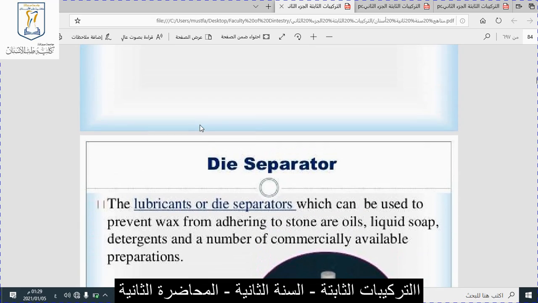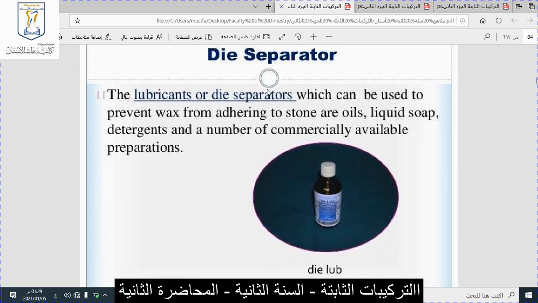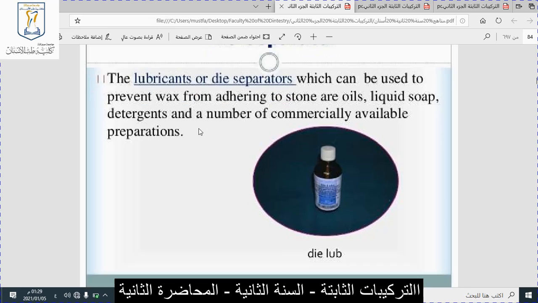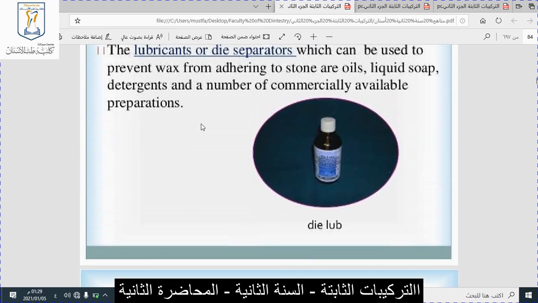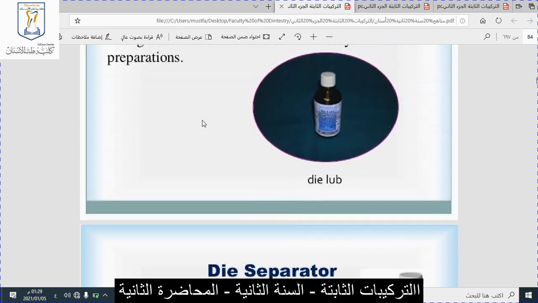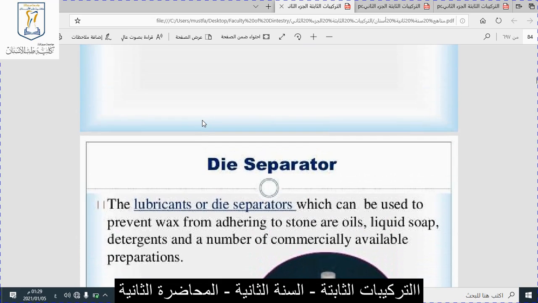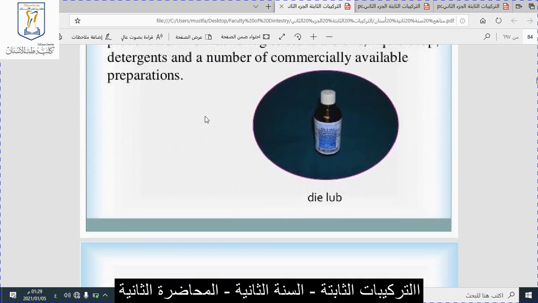Die separator or die lubricant assists the wettability of the wax into the die, and makes it easy to separate the wax from the die. So it assists the wettability of the wax to the die, increases the surface energy of the wax on the die, and then assists separating the wax pattern from the die. So this is mandatory. I want you to know this: die hardener, die spacer, and die separators.